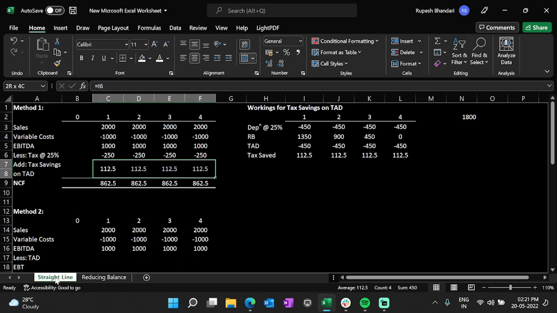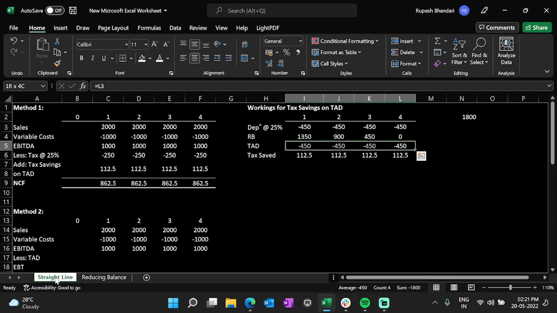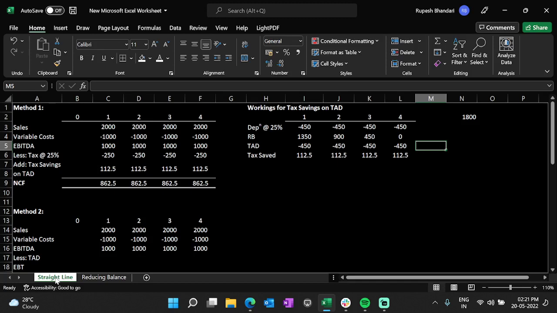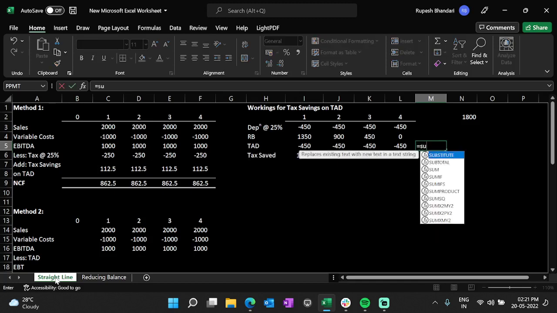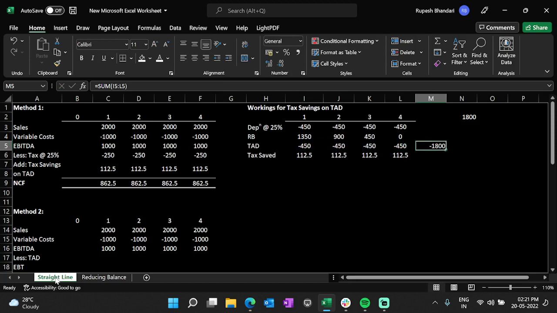Okay, tax savings. So in that circumstance, what will happen? Basically after that you just add it up, your NCF will be this amount. And another thing I wanted to tell you about is that this total figure should be 1800, or whatever the value of the machine. That's how you can check it as well. You see, the TAD is 1800. Your machine costed 1800 without selling it or anything.